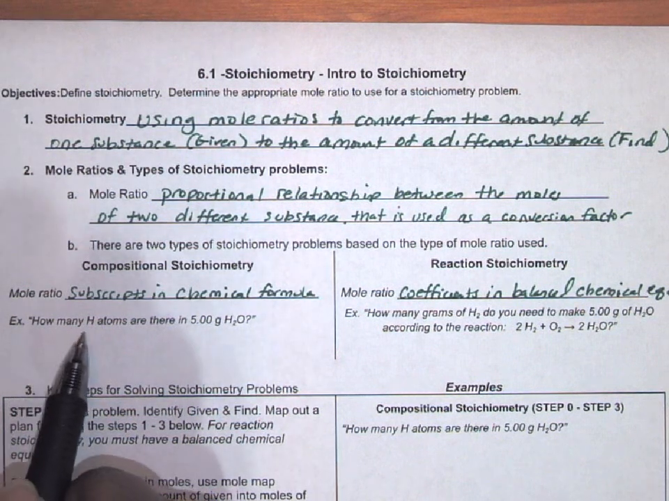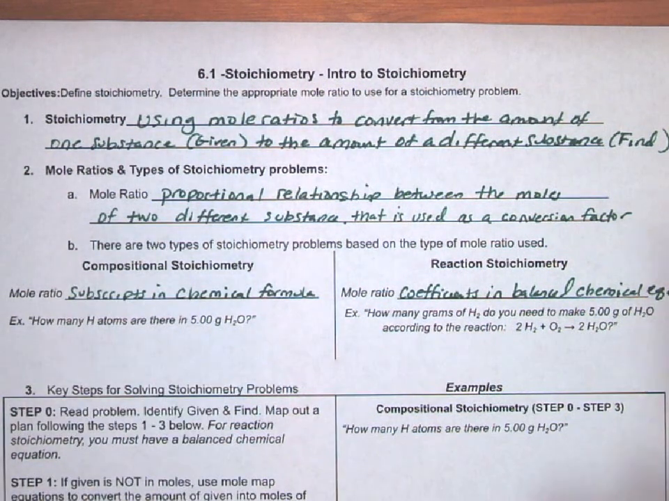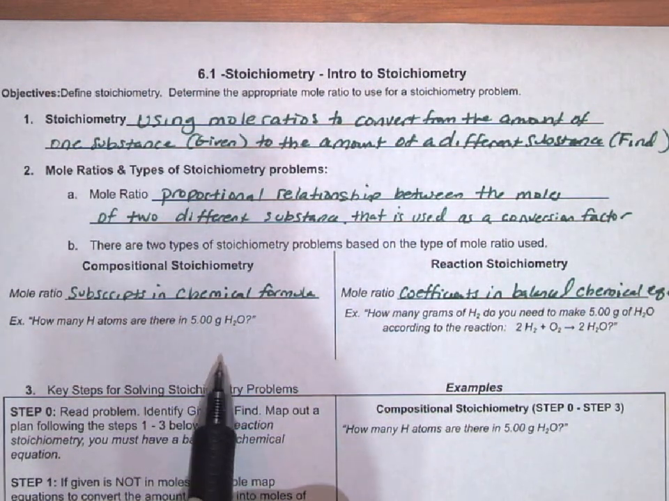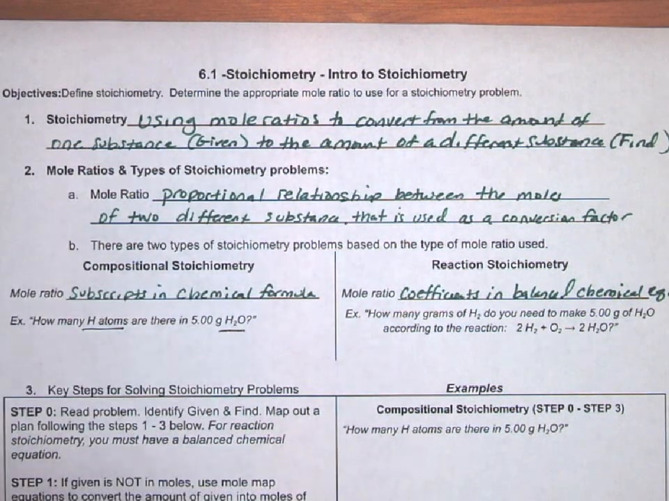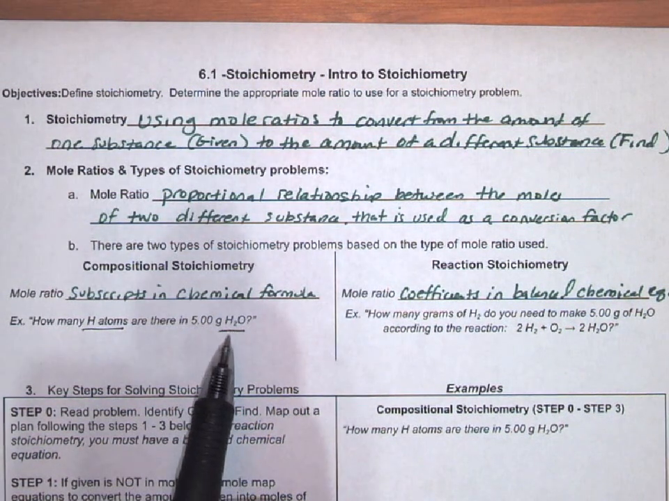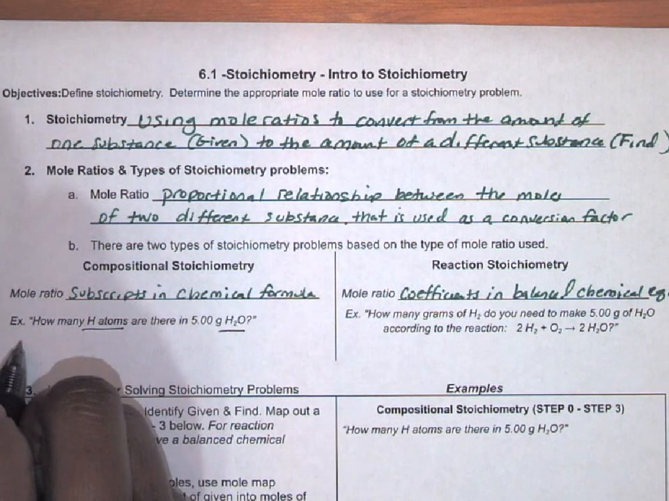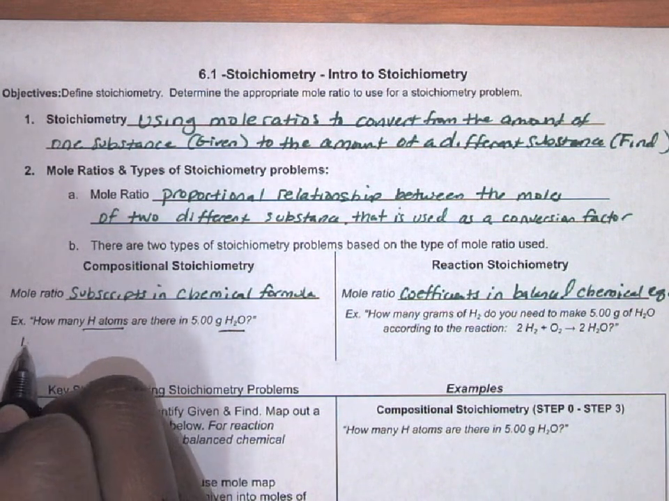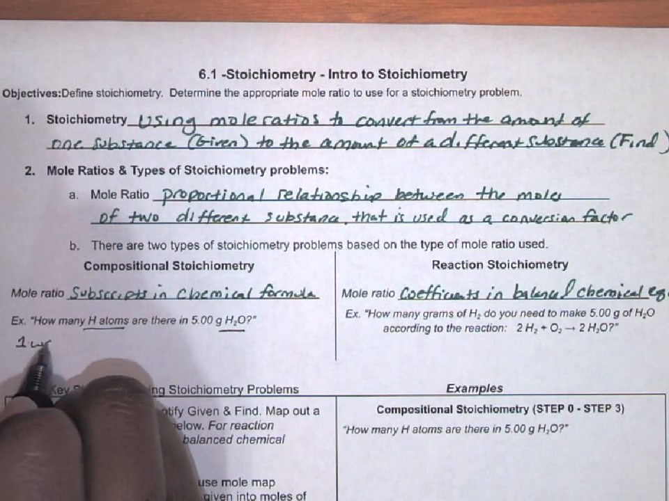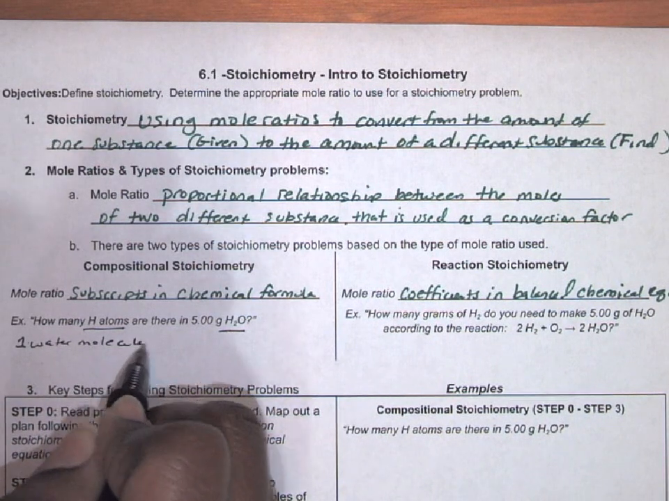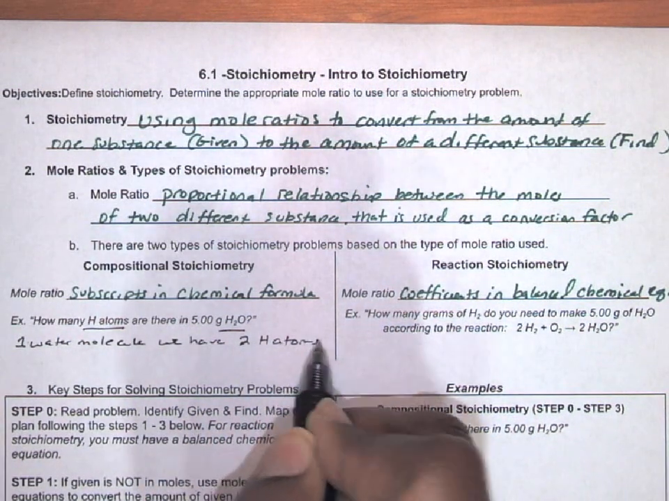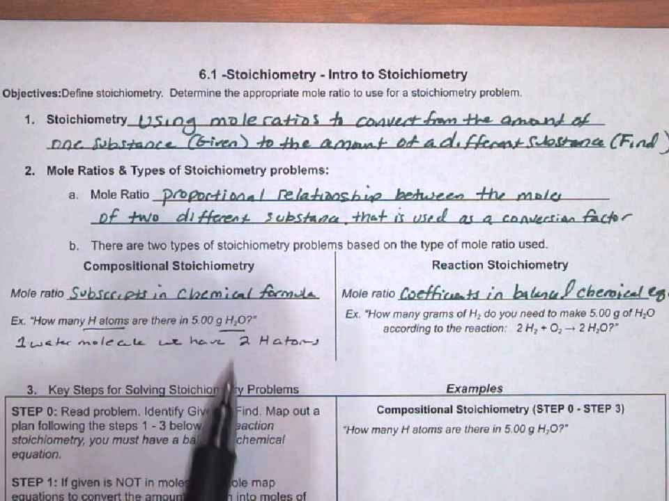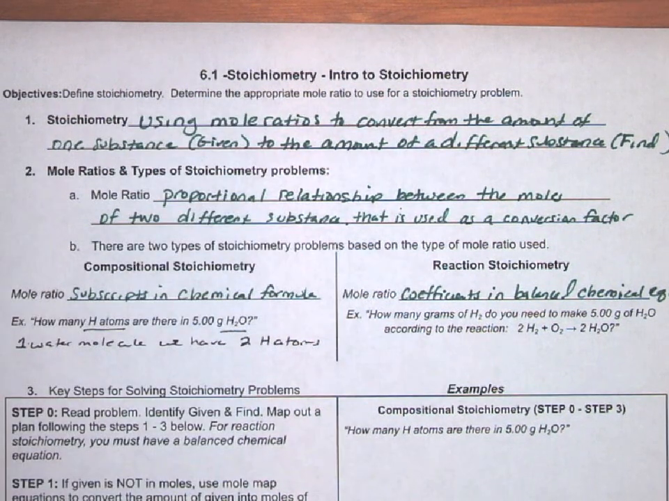So in this example, it says, how many hydrogen atoms are there in 5 grams of H2O? First of all, what are the substances that I'm trying to relate or convert to and from? Well, the substances are water and hydrogen atoms. If you look at water, you know that for 1 water molecule, I'm going to write this down. This is not my mole ratio, but it'll show us where we get it from. For 1 water molecule, we have 2 hydrogen atoms, right? So for every 1 water molecule, we know we have 2 hydrogen atoms because of that subscript. So how do we express that as a mole ratio?